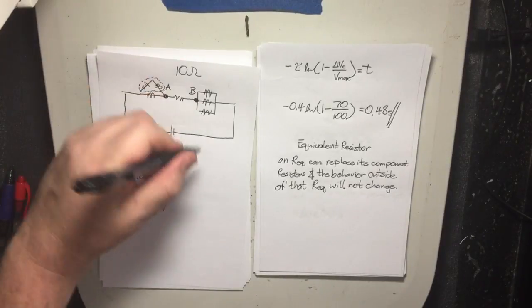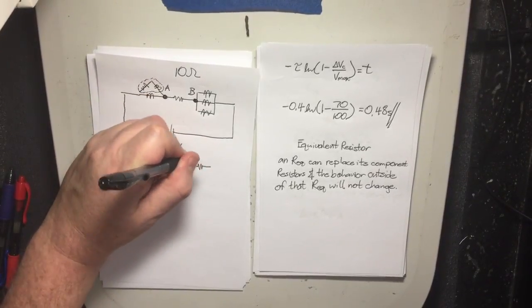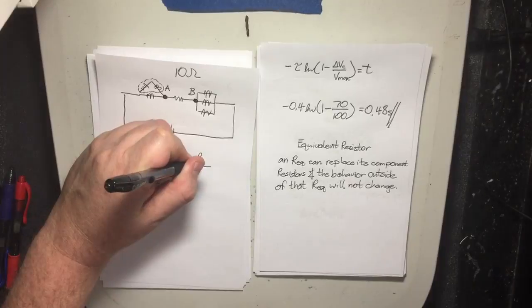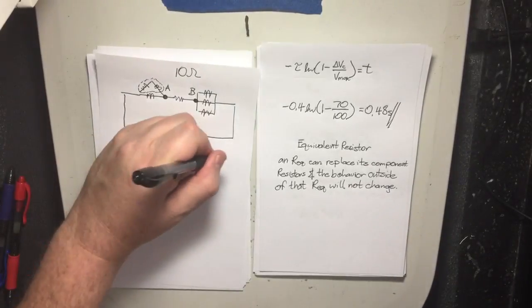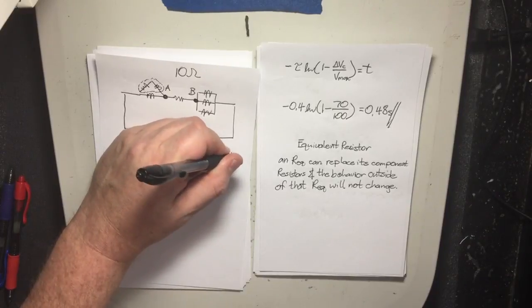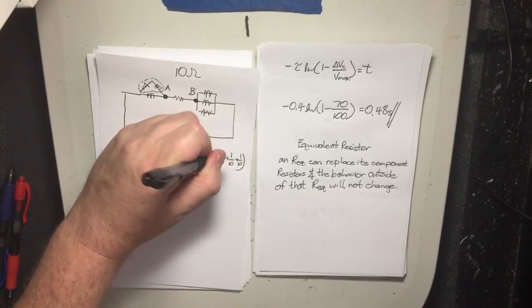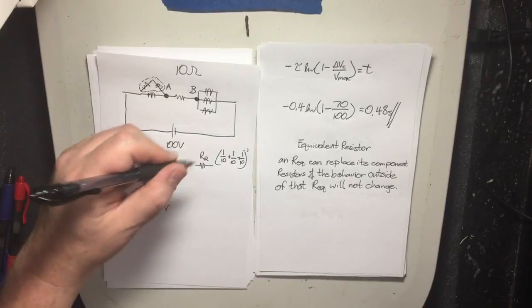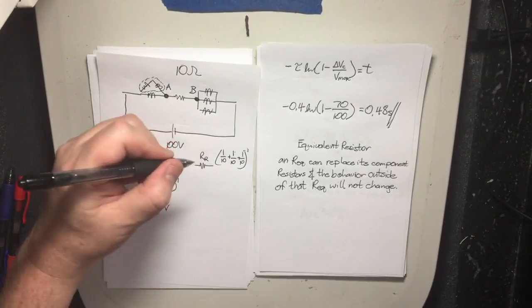The one on the right, you can immediately smoosh that one down. 1/10 plus 1/10 plus 1/10 inverted. And that gives you 10/3.